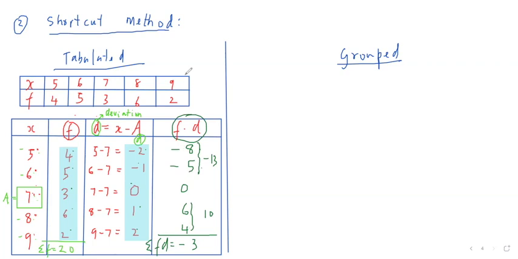So the formula for this is, just write it down somewhere, mean is equal to assumed mean plus sigma FD by sigma F. It's pretty much like the last time, the last column divided by this. Only thing here is we are adding the assumed mean to that. It's just sigma FD by sigma F, the ratio of those two columns, but you're adding the assumed mean to that. So assumed mean is 7 plus negative 3 by 20.